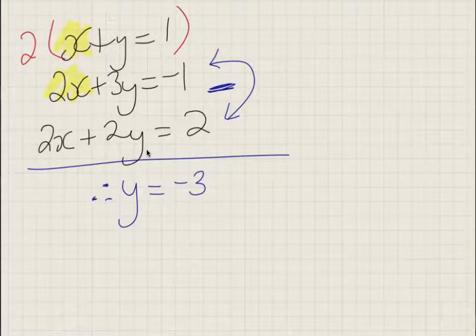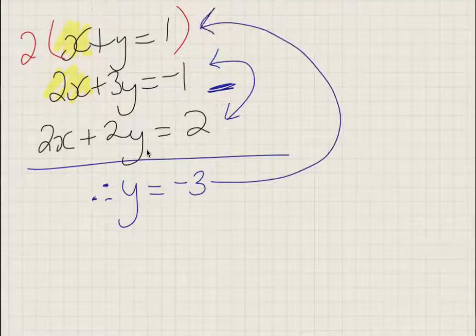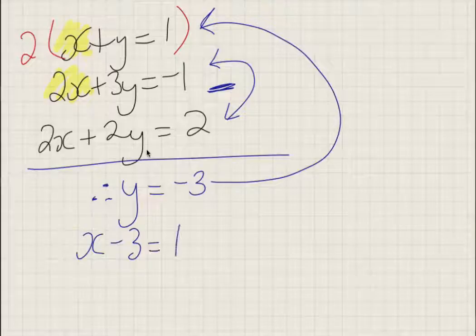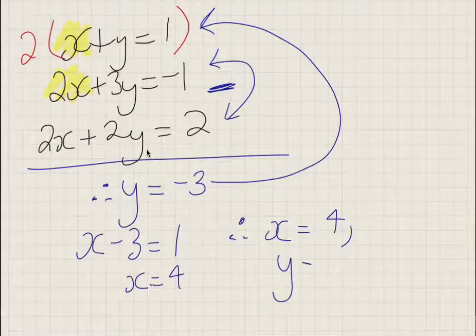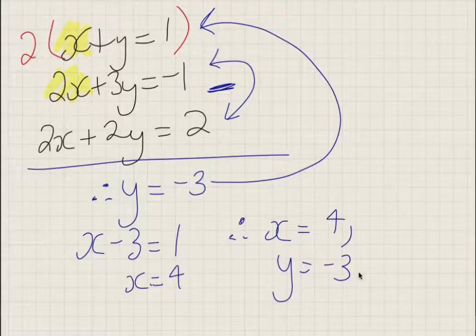Okay, then we know that y equals minus 3, so we can put this back into our equation up here. x minus 3 equals 1. Adding 3 to the other side, we know that x, of course, equals 4. So therefore, x equals 4, y equals minus 3 is our answer for that one. It's just another way of doing it. It's up to you which way you want to do it when solving these equations.